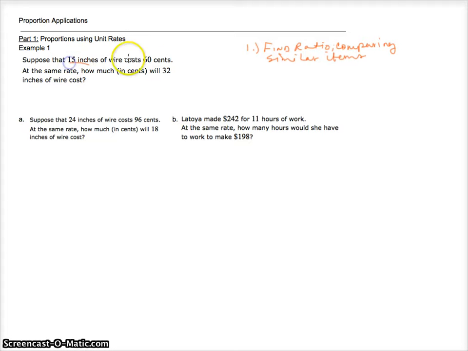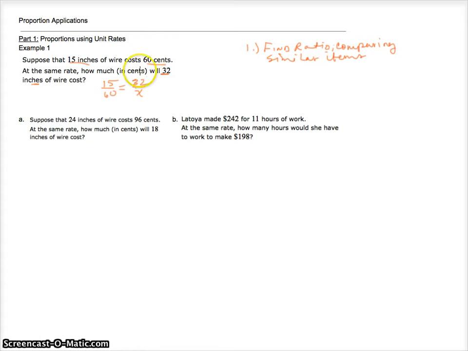So my ratio here is 15 inches for 60 cents. So I'll start there, 15 over 60. And that's going to be equal to 32 inches. And then I don't know the price. That's what I'm looking for.